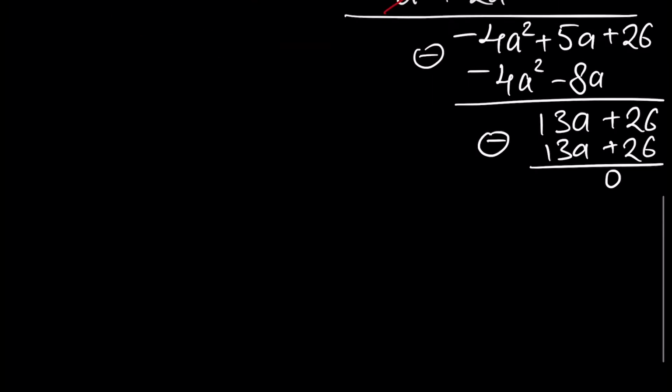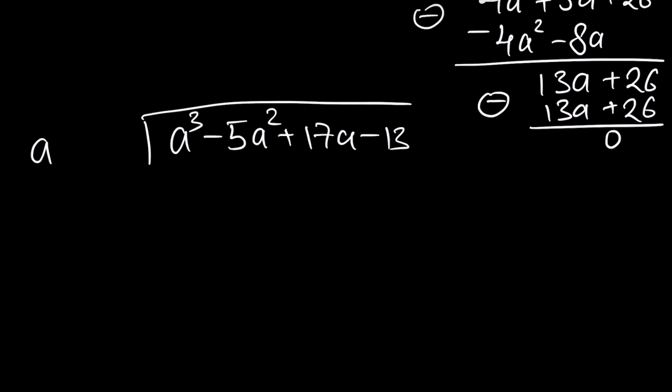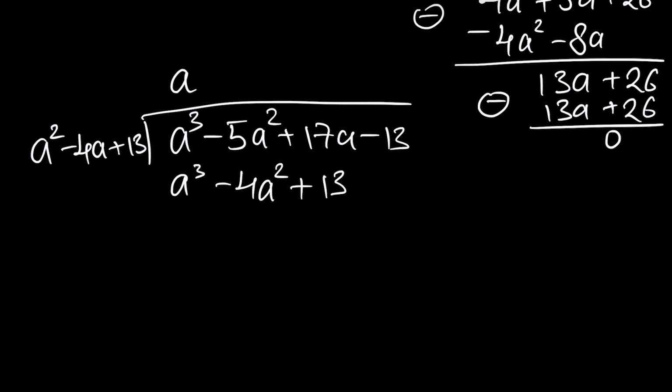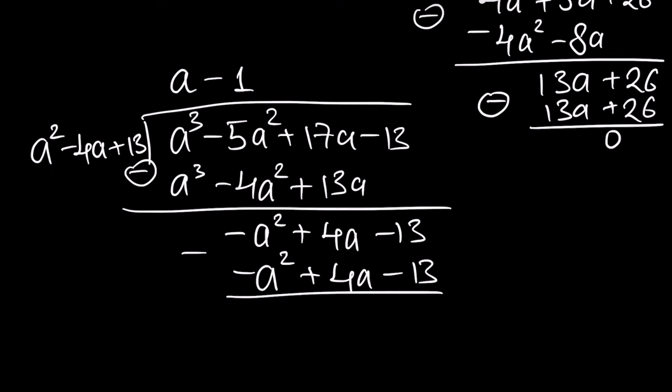Let's do it, and let's divide our polynomial b, which was a cubed minus 5a squared plus 17a minus 13, by polynomial a squared minus 4a plus 13. Here we will have a, which gives us a cubed minus 4a squared plus 13a, and after subtraction we will have minus a squared plus 4a minus 13. Here we have minus 1, and if we multiply minus 1 by this polynomial, we will have minus a squared plus 4a minus 13, and after subtraction we will have 0.